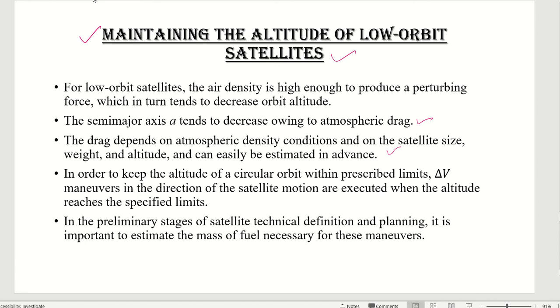In the preliminary stage of satellite technical definition and planning, it is important to estimate the mass of fuel necessary for these maneuvers. This is what I said: we should add some mass along with the satellite while launching. That mass means the propellant, which will be used for raising the orbit that has decayed.